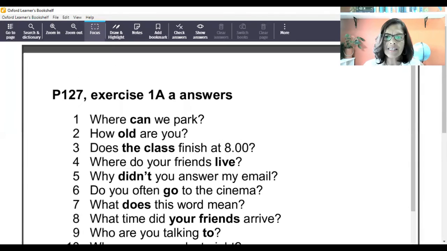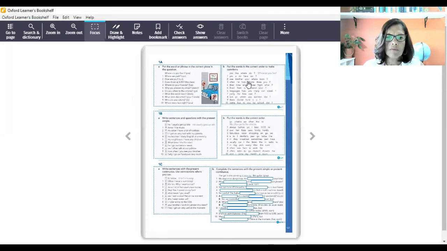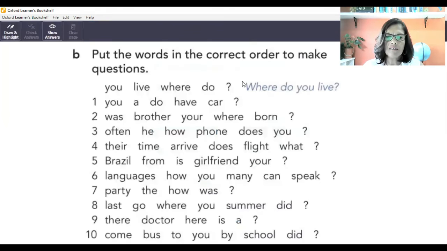One more exercise here, okay? Letter B. Let's check here what you have to do. Put the words in the correct order to make questions. Look at the example. You live where do? Where do you live? Okay? Number 1.